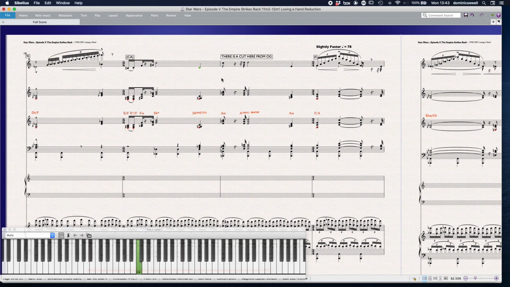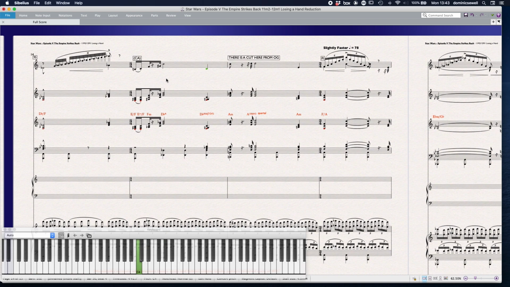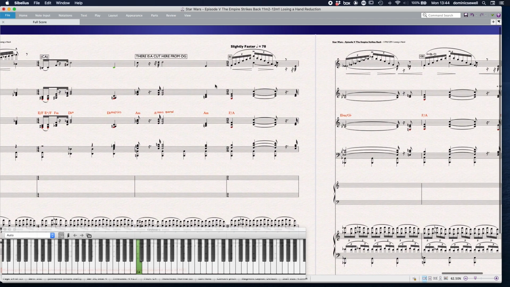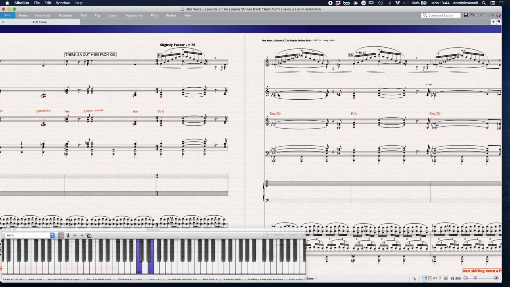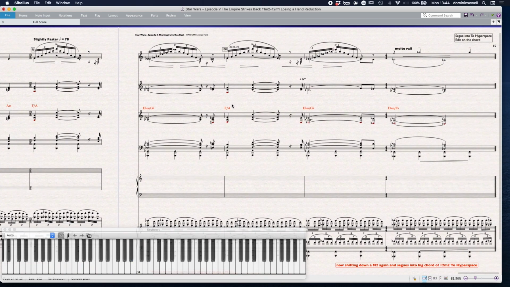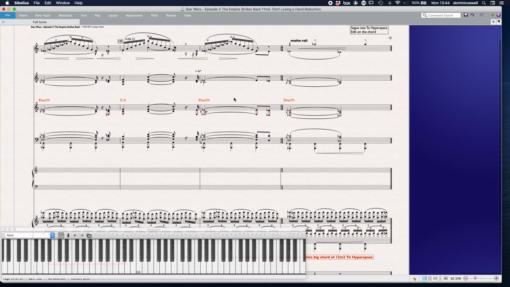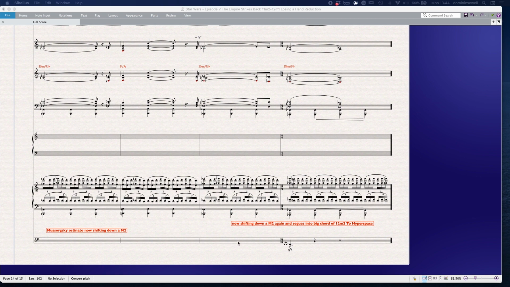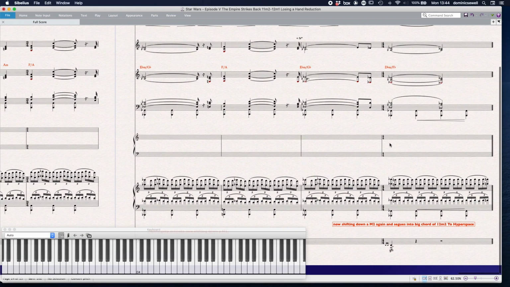Here we go. So it's an extra few bars. So we're picking it up. E flat minor. F. E flat minor. Shift. And it doesn't do that in the film. So it goes straight into the hyperspace. Directly misses out the bar as well.